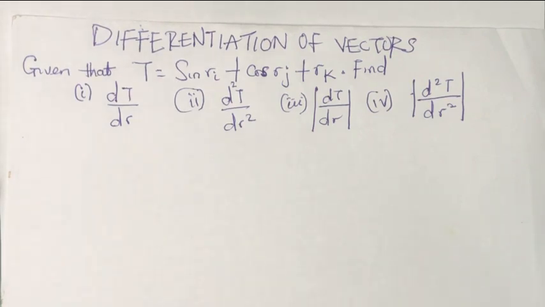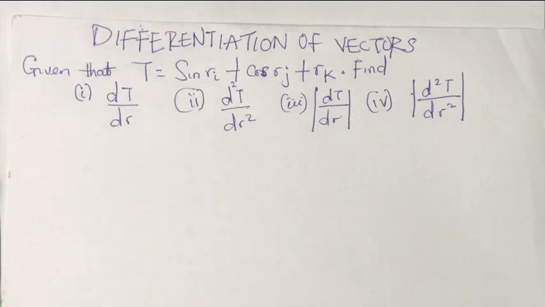In today's class, we want to talk about differentiation of vectors. If you are to differentiate vectors, how are you going to go about it? The first question we have here is: given that r is equal to sin t i plus cos t j plus t k.